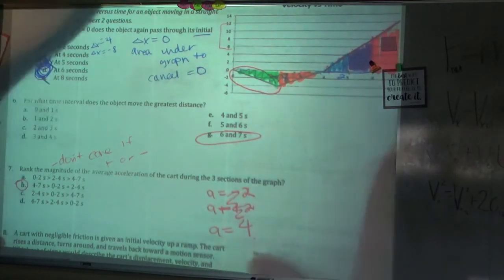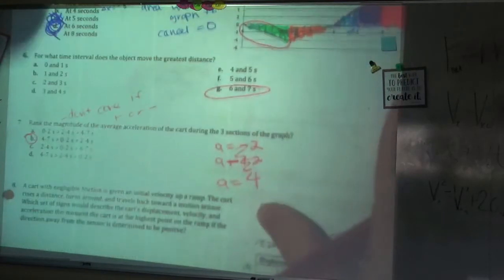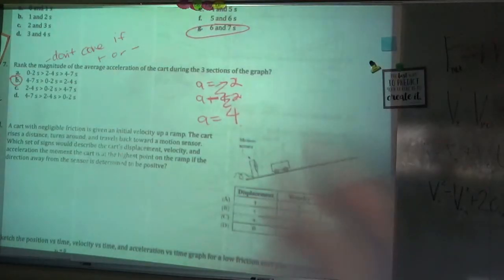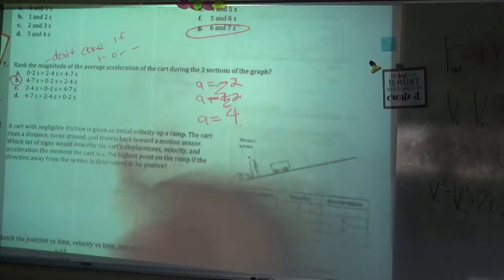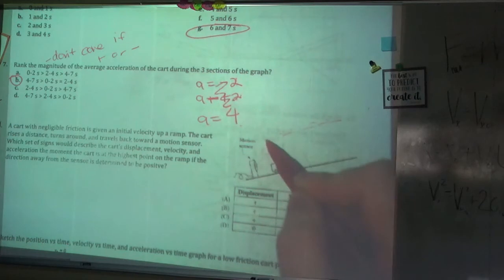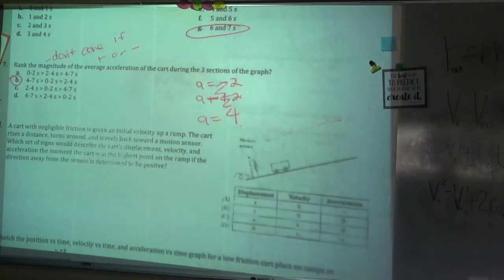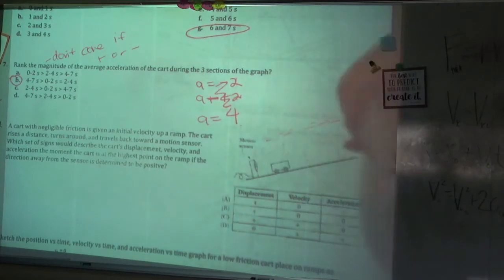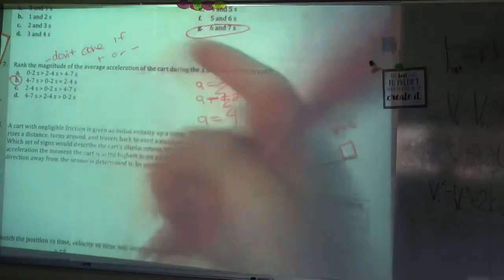Number 8, we have a cart, negligible friction, an initial velocity up the ramp, the cart rises a distance, turns around, and travels back, so it's going up, and then it stops and turns around and comes back the other way. And we want to know the sign of the displacement, velocity, and acceleration at the moment at the highest point. So up here, that is between going up and going down, which means the velocity would be 0, the same way your y velocity is 0 for a projectile between going up and down.